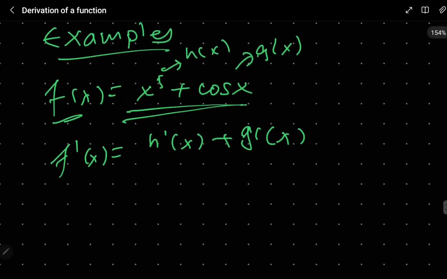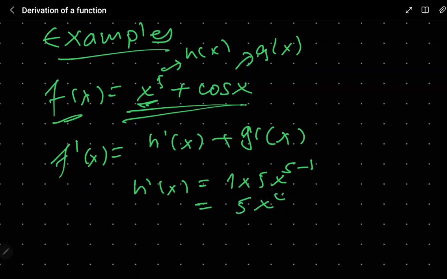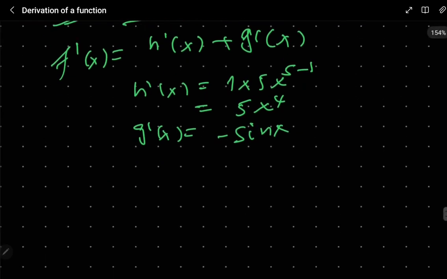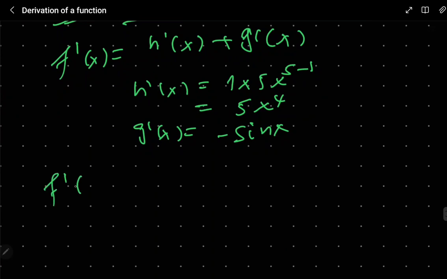That means, what is the derivative of this one? So h derivative of x is how much? So 1 times 5x to the power of 5 minus 1, which is 5x to the power of 4. And what is g derivative of x? Then it is minus sine x. So from the above, what is f of x? F of x is the sum, h of x plus g of x, yeah, that's the sum.